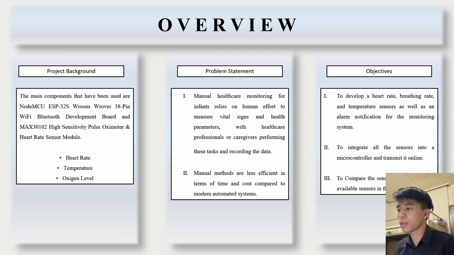Project background: the main components used in this project are the NodeMCU ESP32S ROM with a 38-pin Wi-Fi Bluetooth development board, and the MAX30102 high-sensitivity pulse oximeter and heart rate sensor module. This project will measure the heart rate, temperature, and oxygen level.